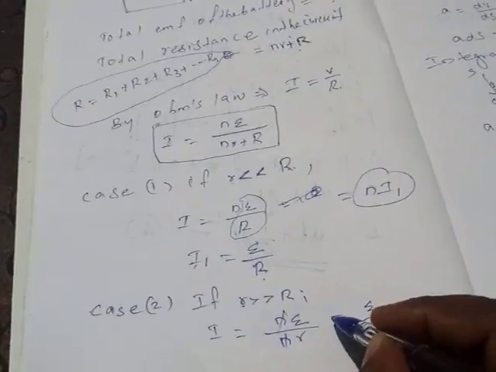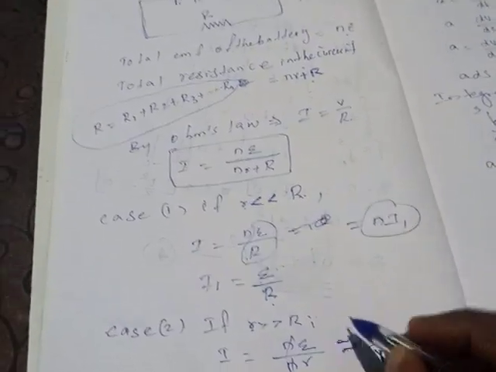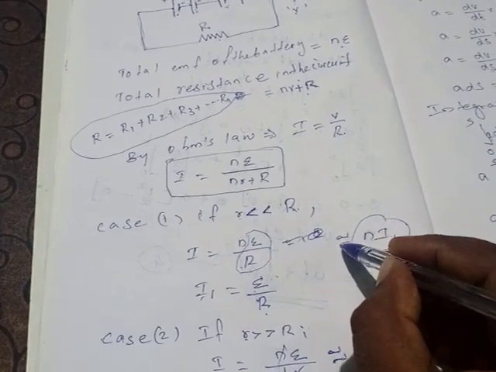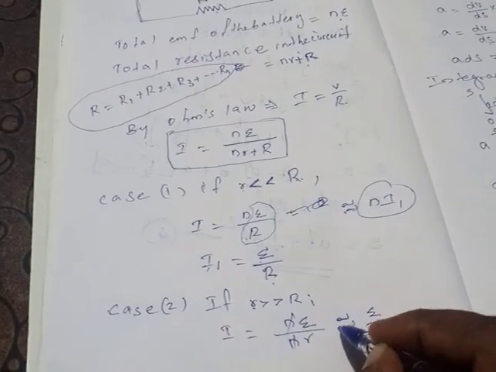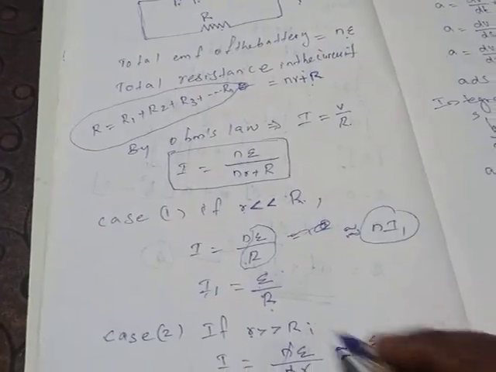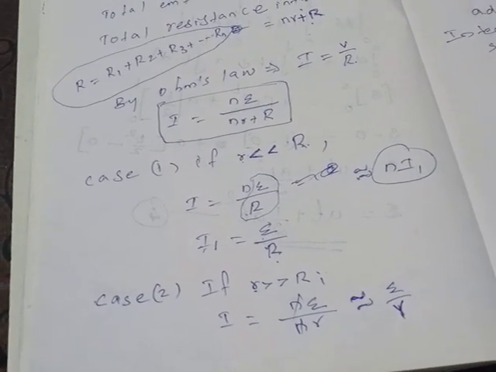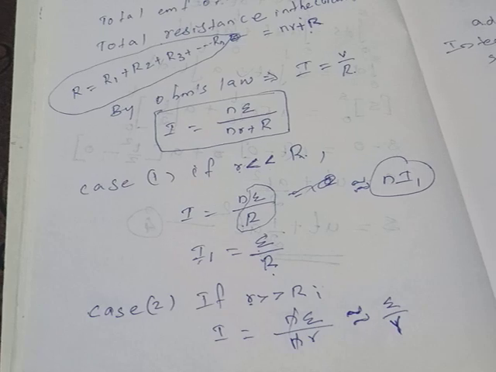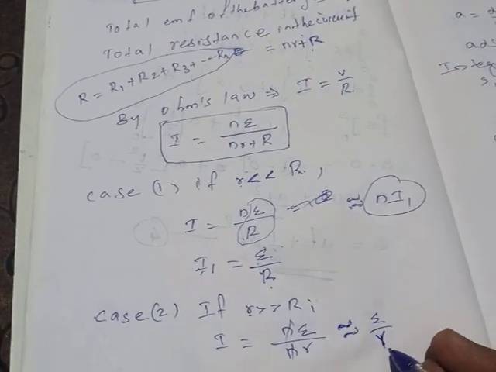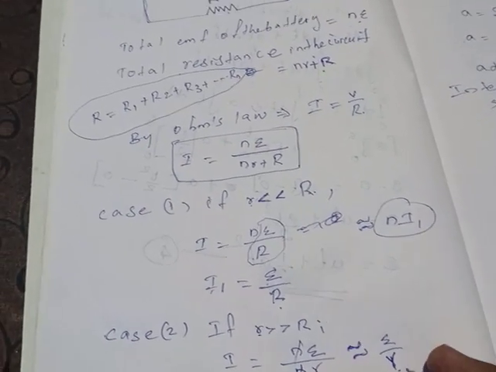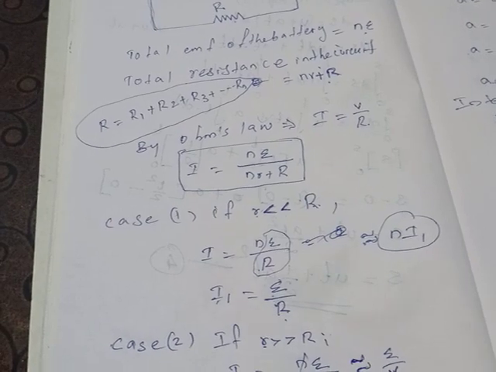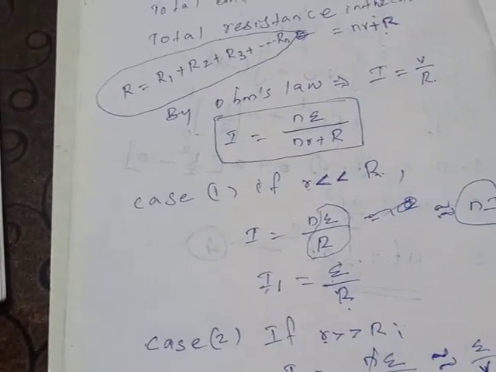So this is also approximation only given. So here also approximation only given, approximately. So epsilon by R we got. Again we are getting the same thing. So what we can conclude means, current due to, this is also what? Current due to a single cell, isn't it? Current due to a single cell only. So we got I is equal to epsilon by R.